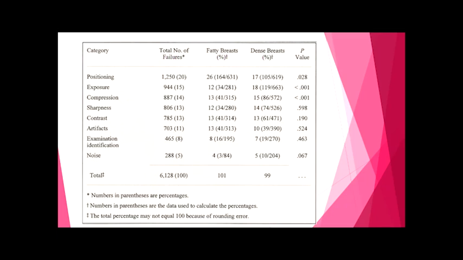All right, so we're talking about failures. Again, Deborah is going to be discussing these in much greater depth, because the number of failures are primarily because of positioning, exposure, and then compression is number 3. So we'll be looking at positioning errors, exposure errors, and compression errors. She will also talk about sharpness, contrast, motion, and point out the required exam identification.